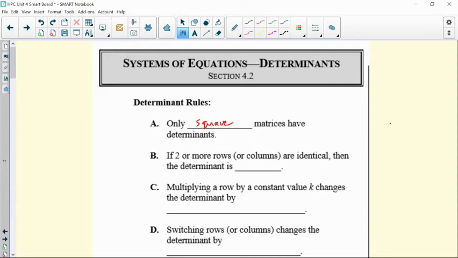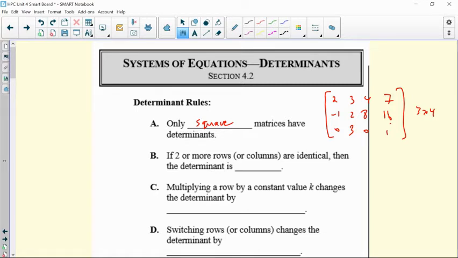Okay, so if you don't have a square matrix, for example, if your matrix is like 2, 3, 4, 7, -1, 2, 8, 16, 0, 3, 0, 1, because that's 3 rows by 4 columns, right? That's a 3 by 4. That will not have a determinant value.